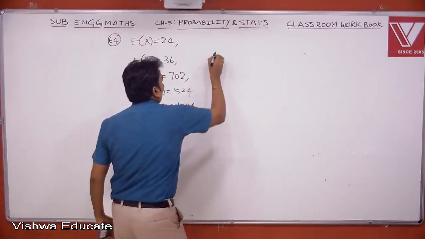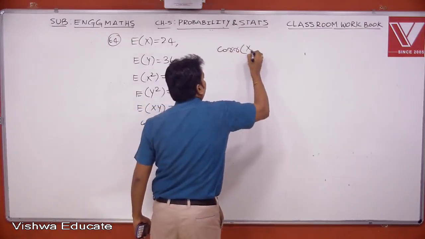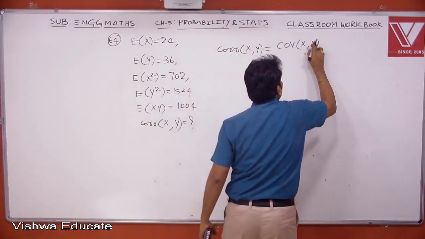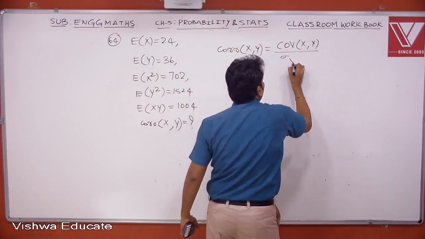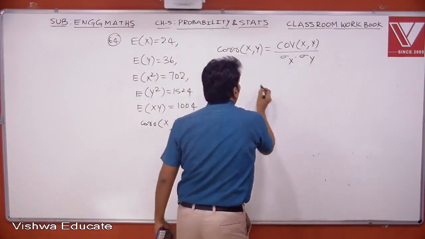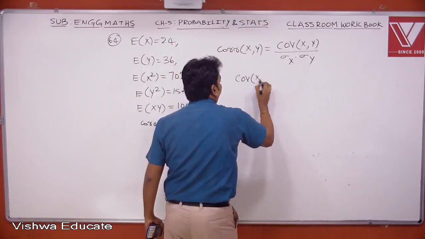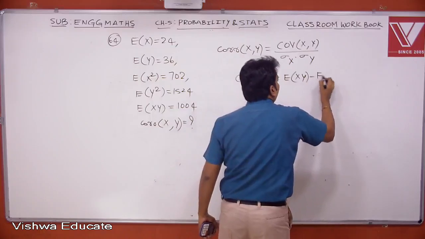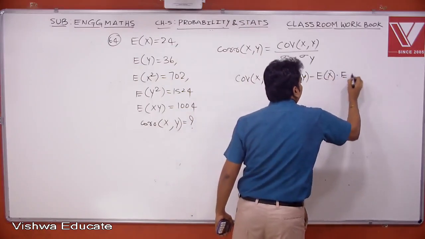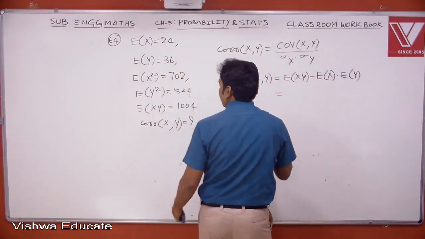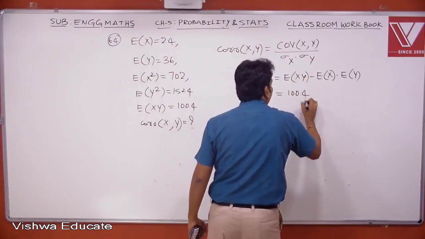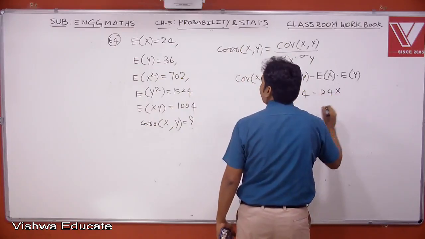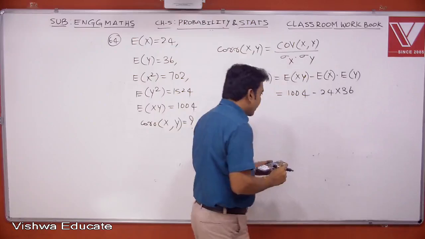Basically the correlation coefficient is given by the formula covariance of x comma y divided by sigma x into sigma y. Now, how to get this covariance? Covariance of x comma y equals E of xy, the expectation of xy, minus E of x into E of y. So E of xy is given as 1004, minus E of x, that is 24, times E of y, which is 36. Now let us evaluate this.